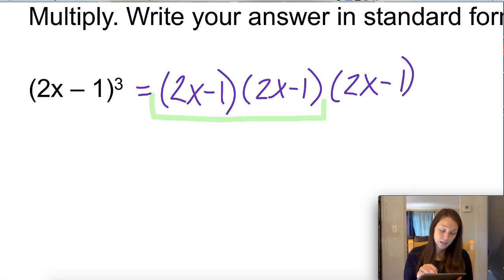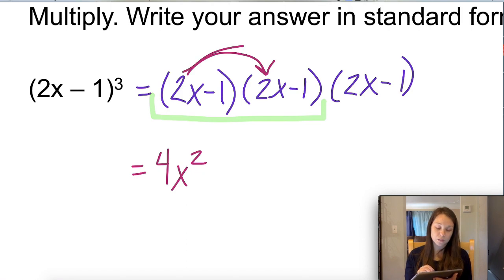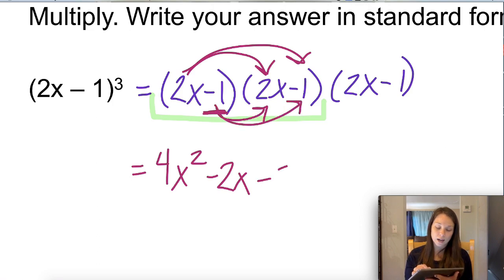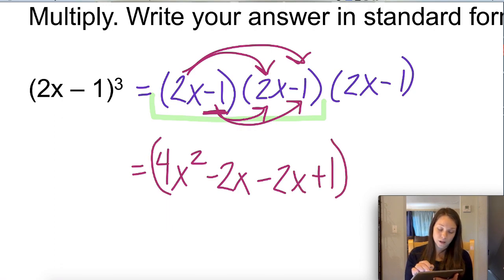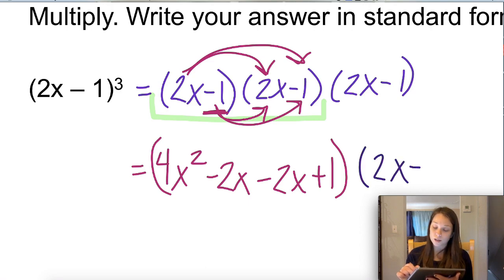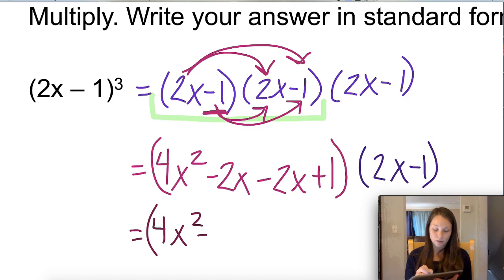So I'm going to take 2x times 2x to give me 4x squared. 2x times negative 1 is minus 2x. Then I take the negative 1 in the first quantity and distribute it into the second, and I get negative 2x plus 1. That third 2x minus 1 is going to carry down because I've not multiplied anything into it yet. I'm going to simplify some things in that first set of parentheses that I have here in pink, giving me 4x squared minus 4x plus 1.